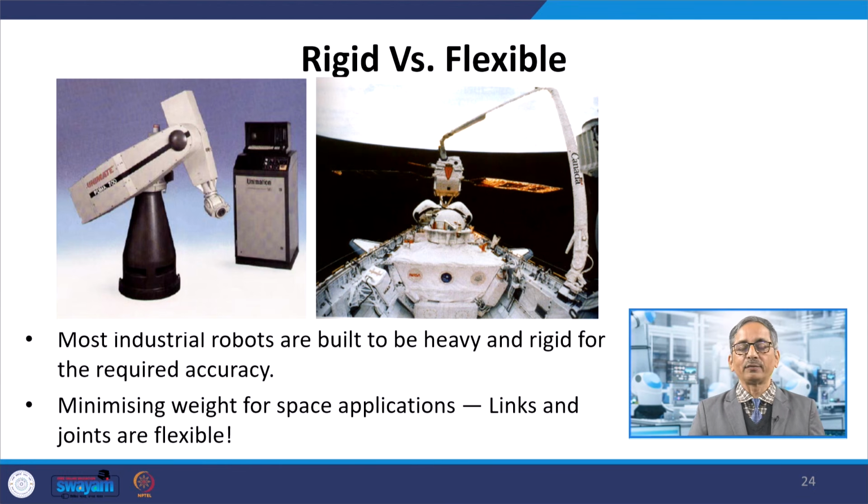Coming to the rigid versus flexible robot classification. Here is an example of a rigid robot and here is an example of a flexible robot, which is used for space applications. Most industrial robots are built to be heavy and rigid so that we get the required accuracy, whereas minimizing weight is our target for space applications. So links and joints are made flexible in that case.